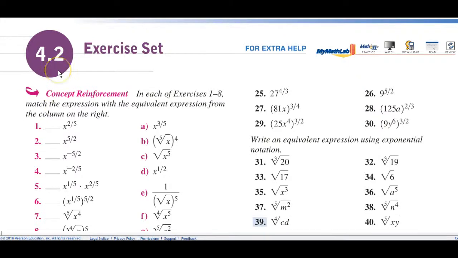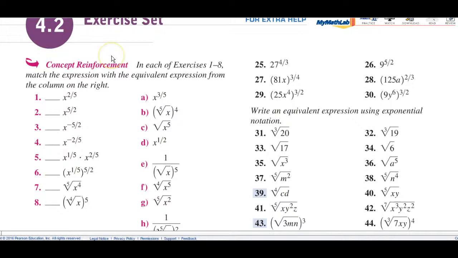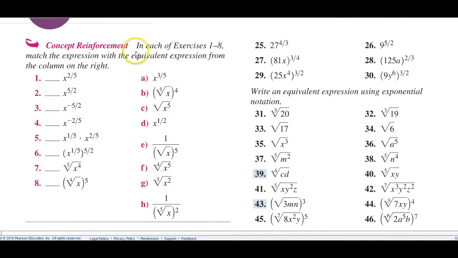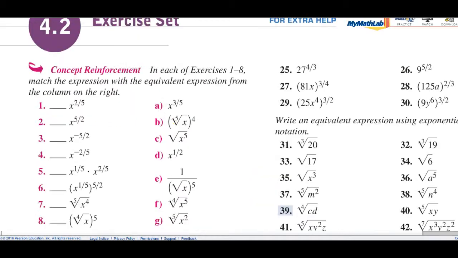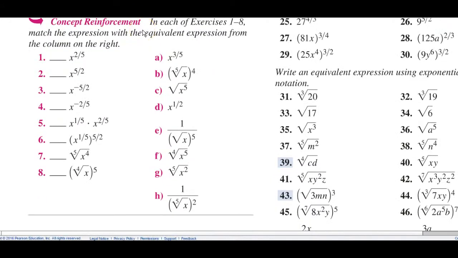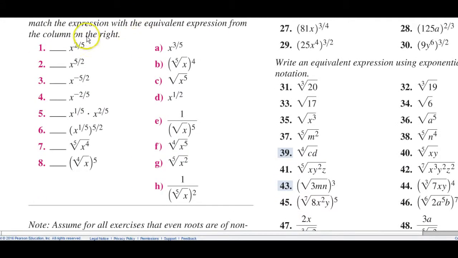In section 2 of module 4, we're asked, for each item on the left, what will be the matching equivalent item on the right? And they're only used once. Let's see if I can make it a little bigger. There we go. We'll give you some assignments and we'll pause.